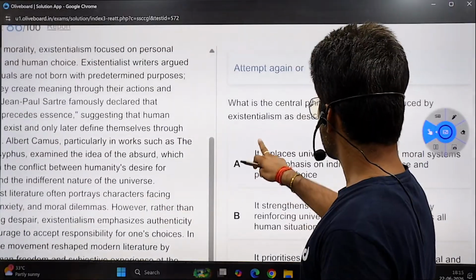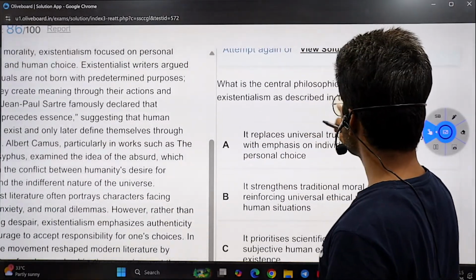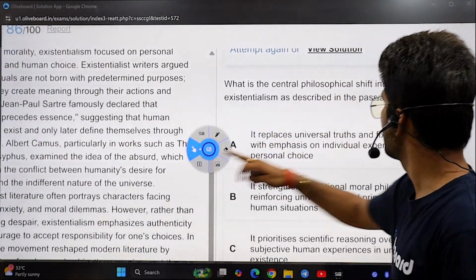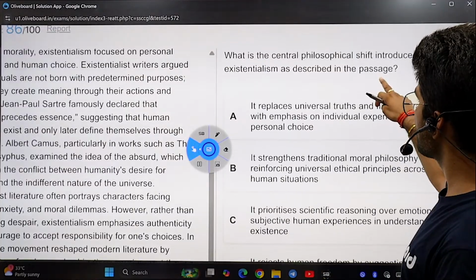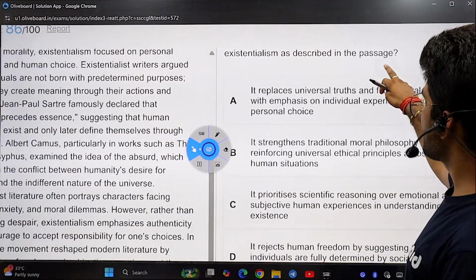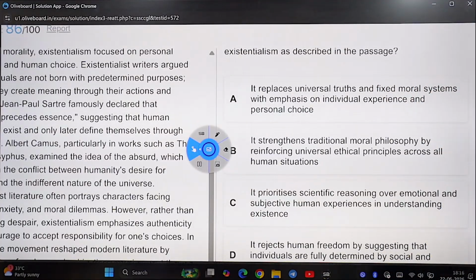Anyone here who wishes to answer? You have the options, you have the question. What's the central philosophical shift introduced by existentialism as described in the passage? Not replacing. Yes, I've got my answer, waiting for yours, else I'll explain.